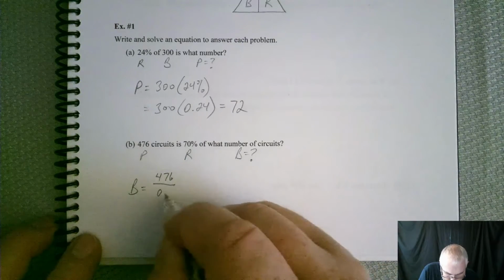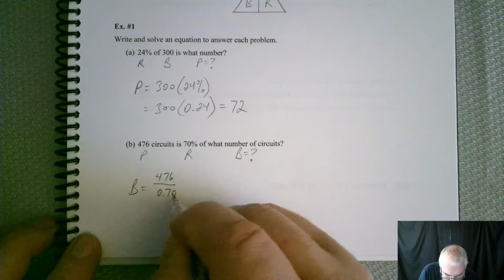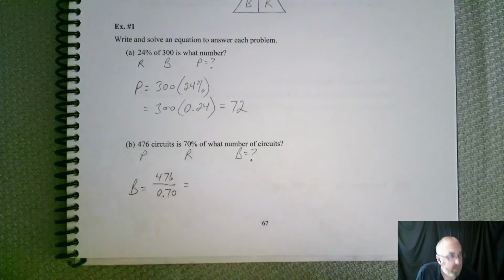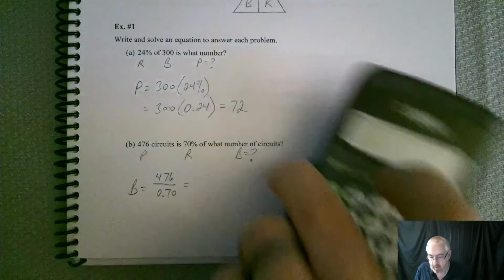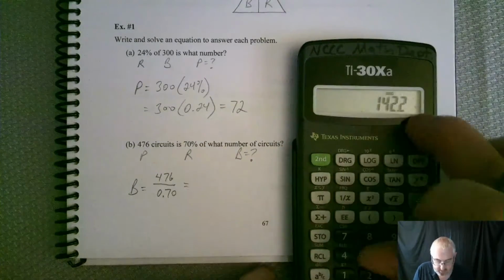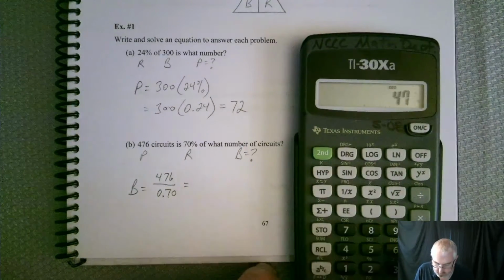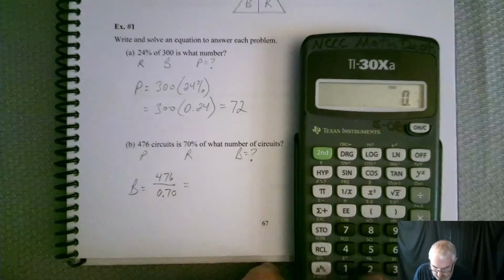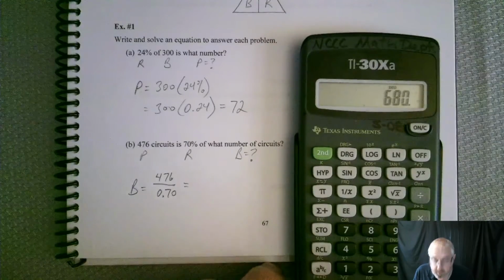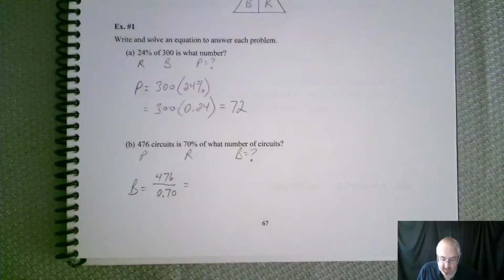So let's just do that now, 0.70. So if we divide that on a calculator, I think it's 680, but I'm not 100% sure. It is. So 680.